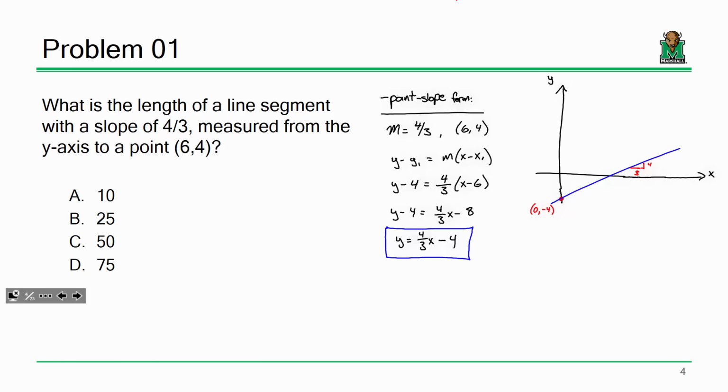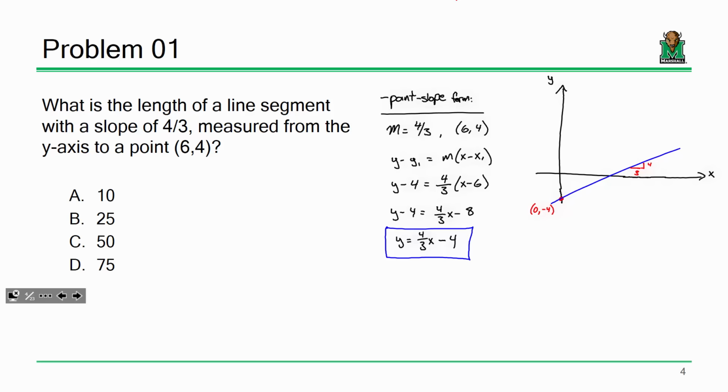What is the length of a line segment with a slope of 4/3 measured from the y-axis to this point? Okay? So when we're talking about the length of a line segment, how do you calculate the length of a line? It's really just the Pythagorean theorem. Because if I have point A and point B, it's the distance formula. It's the square root of the change in x squared plus the change in y squared. So I need 2 points.